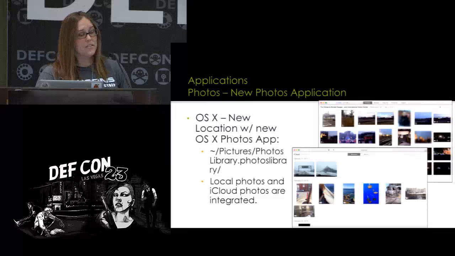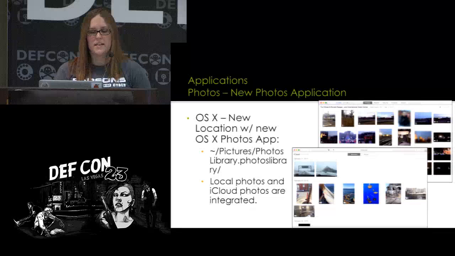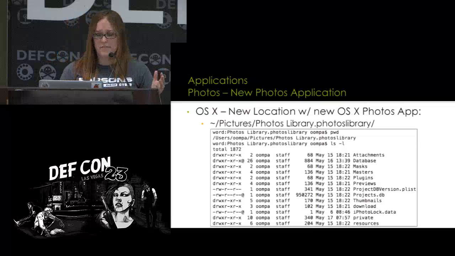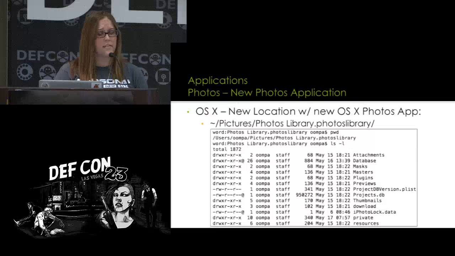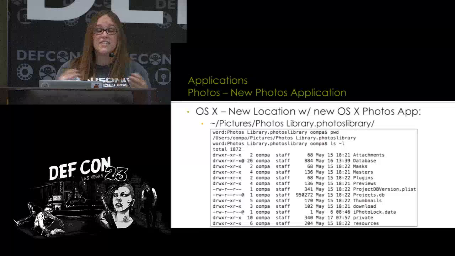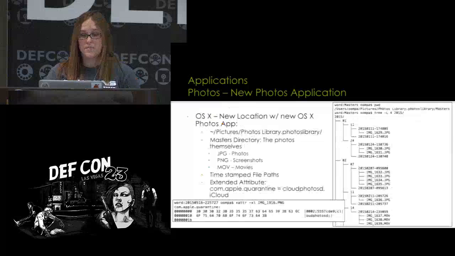The new photos application, this one's stored, again, in a bundle. The photos library is one of those bundled files. Underneath here, we have all sorts of stuff I haven't even had time to take a look at: attachments, masters, plugins, previews, whatever. The new photos application actually stores information for all the photo stuff on that OS X disk, while the previous one stored information just for the iCloud photos. iCloud is now being more integrated into the OS X subsystem, so now it's containing everything associated with it.